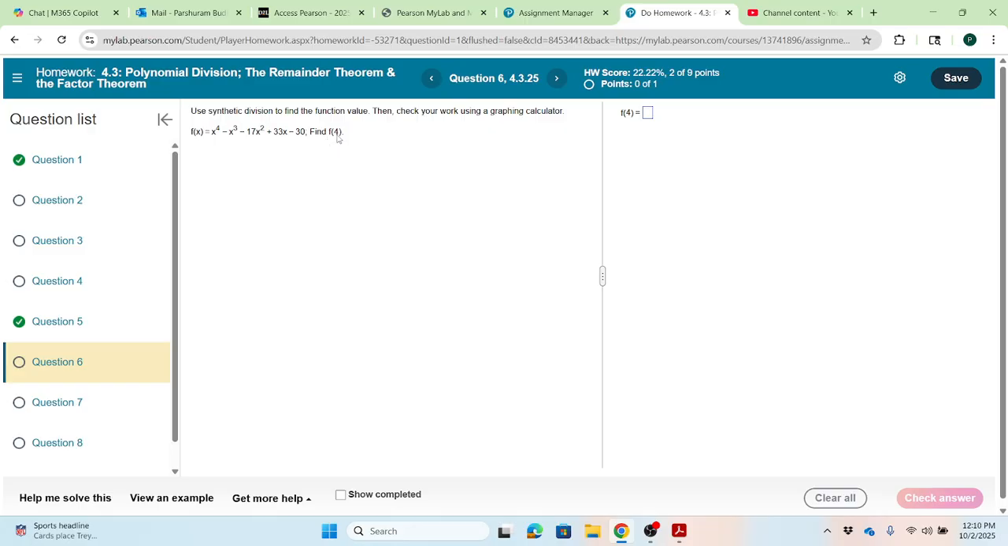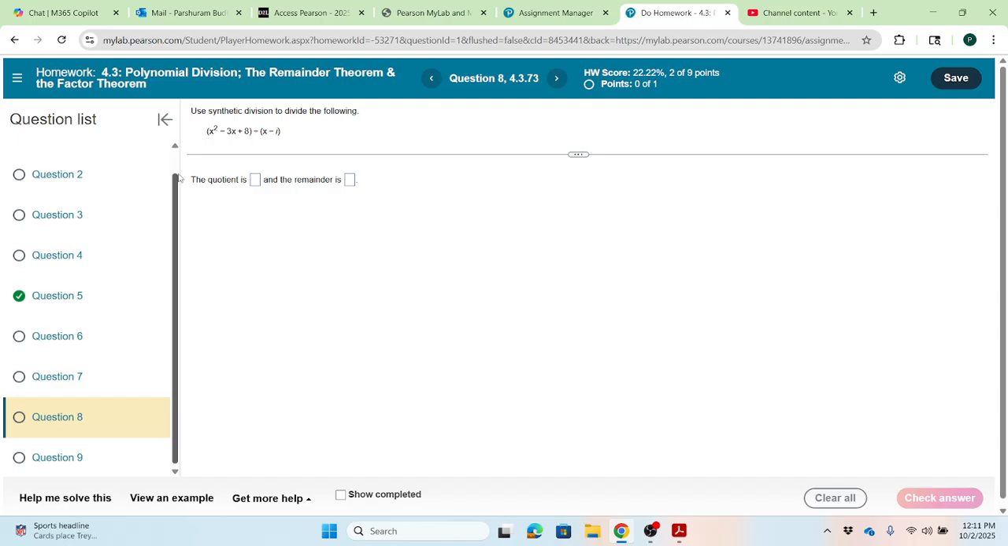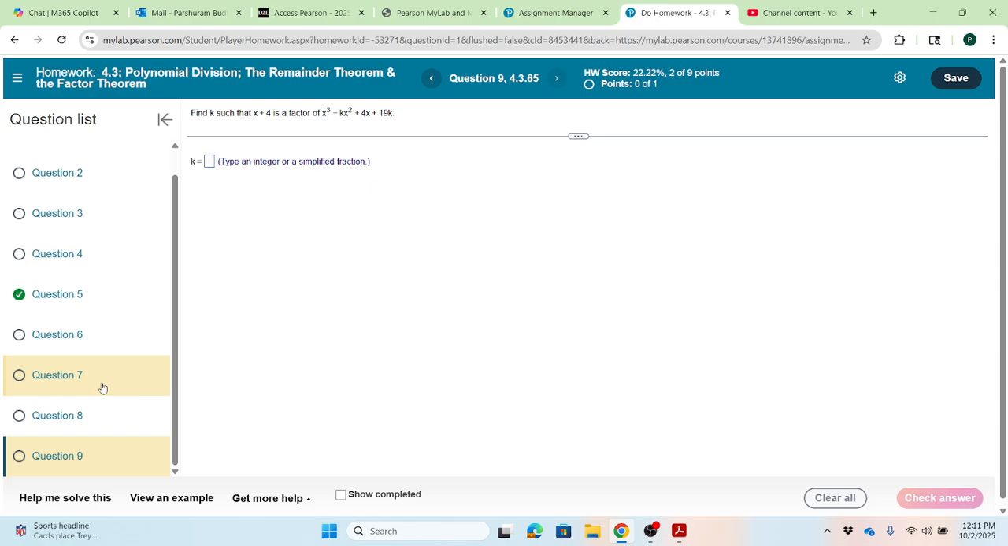Okay, for finding the value of f of 4, just put x equal 4 here, and then you are good. I'm not going to do that for you. Just put x equal 3 or 4, whatever, and find the value. The quotient is, what is that? Use the synthetic division. It's x minus 1. The remainder, that's the same problem.